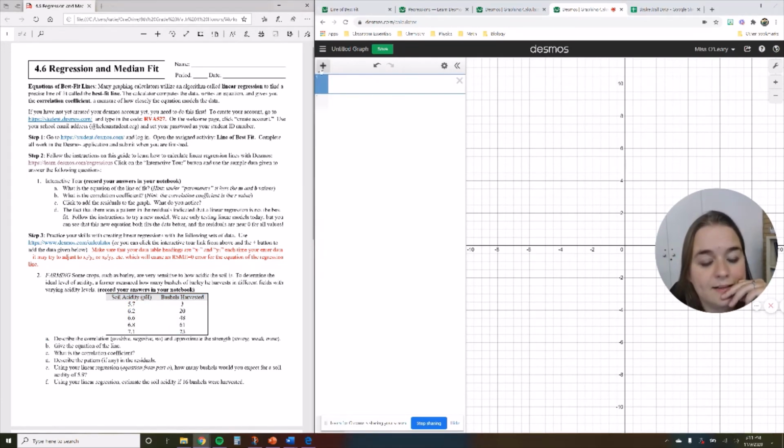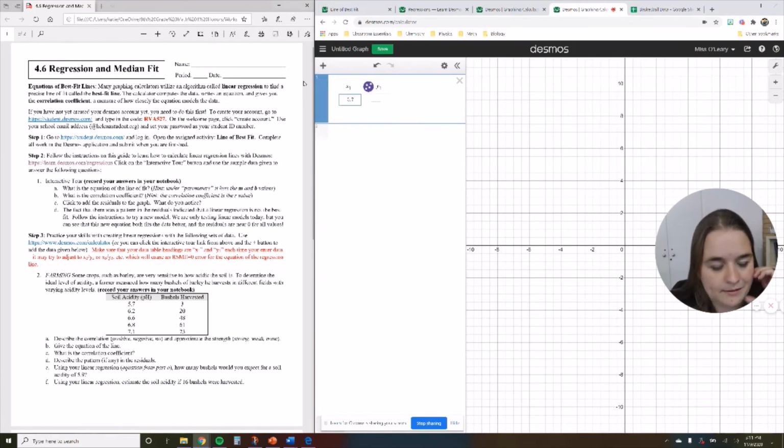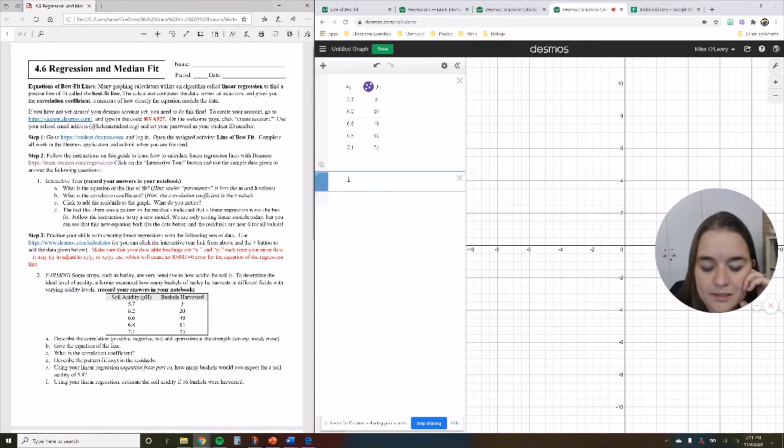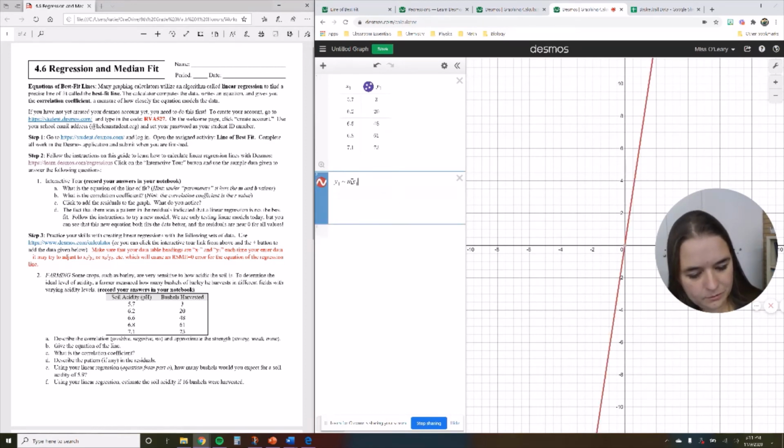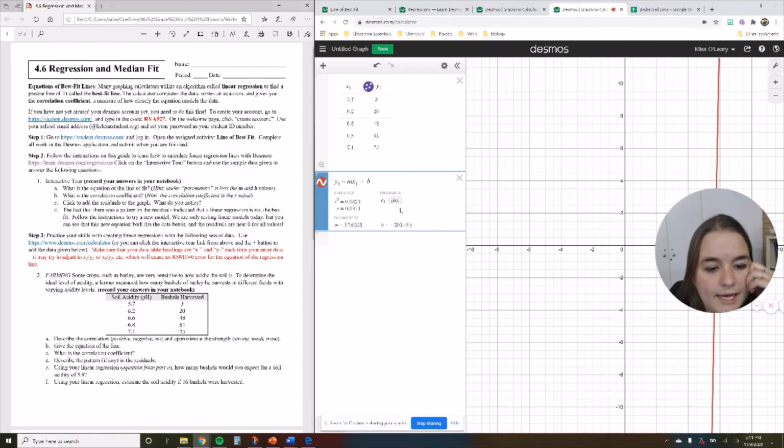But that's okay. I can click this plus sign and type in a table, and it gives me that x1, y1. So I can type it in, an x value of 5.7, y value of 3.2, 20, 6.6, 48, 8, 61, and 7.1, 73. Now I want to find the approximation of the data. So again, I do that y1 tilde mx1 plus b. And I can see my data here.